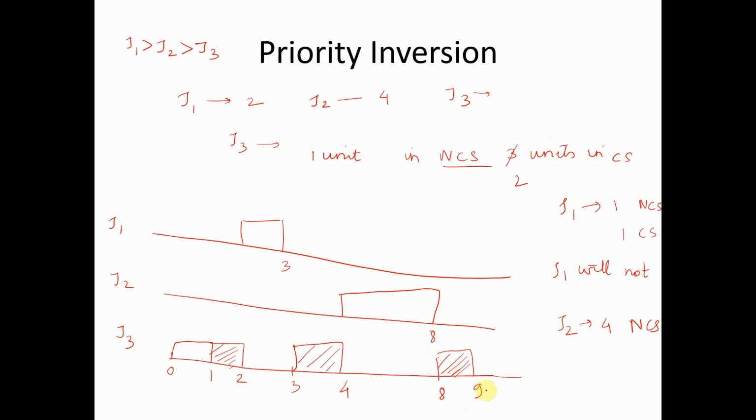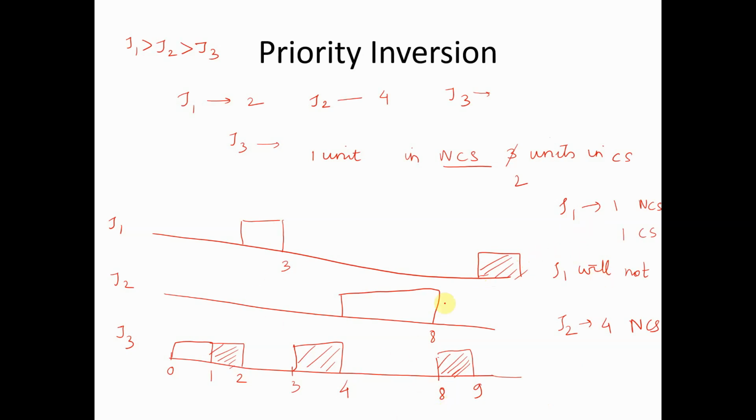At this point, once J3 completes in critical section, it will release that shared resource, and since J1 was waiting for that, it will get executed at this point. So the critical section of J1 will get executed at this point.